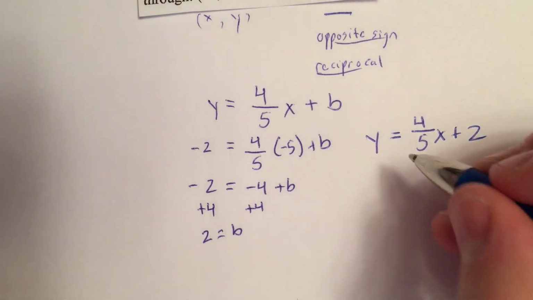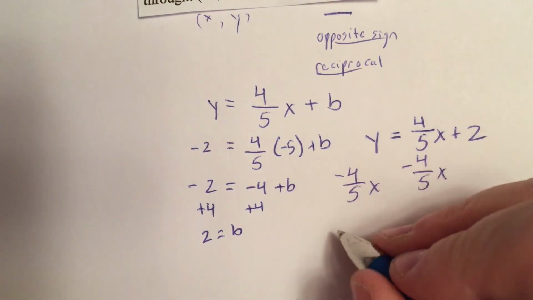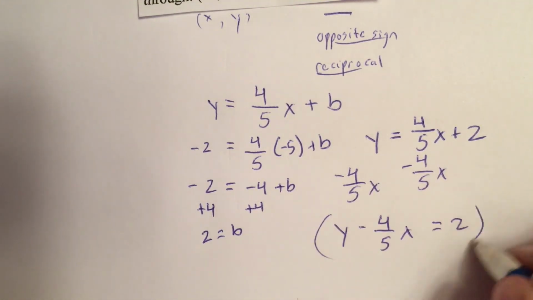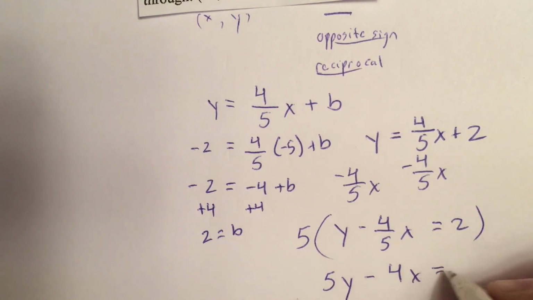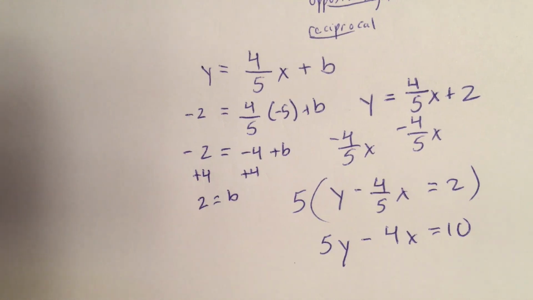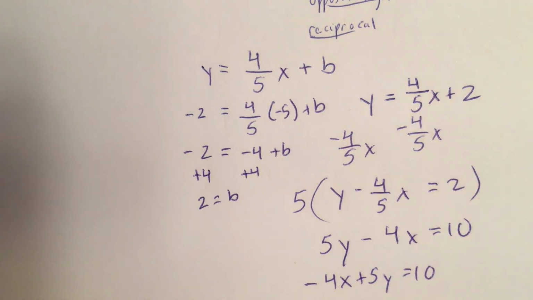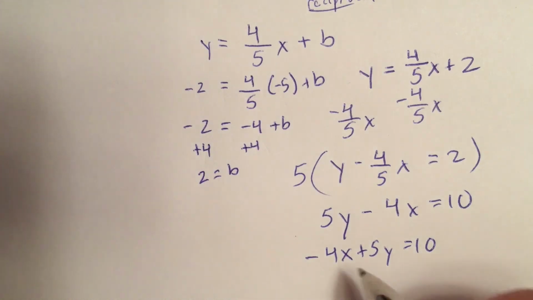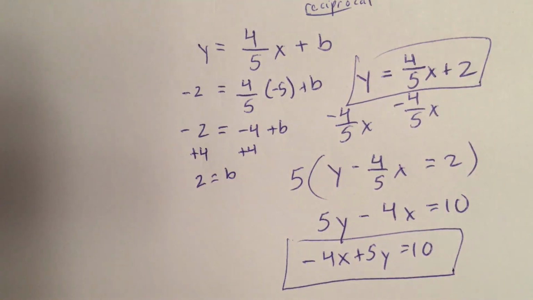But again, this is the equation in slope-intercept form. How would I find it in standard form? Subtract 4/5x from both sides. I get y minus 4/5x equals 2. Multiply both sides by 5. I get 5y minus 4x equals 10. This is the equation in standard form, which is also equivalent to this, just in a different order. Okay? And that's it for the different types of equations we can create inside linear functions.